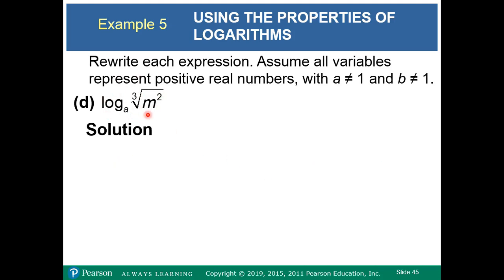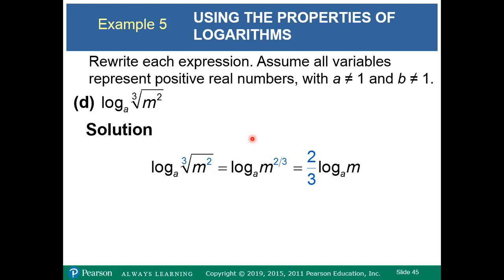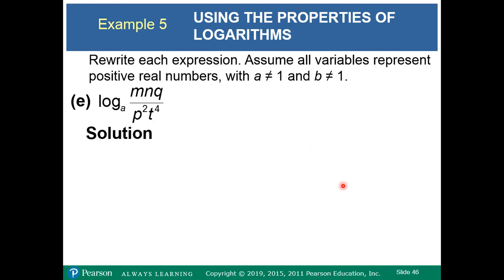And we can use a combination. So we have m to the 2nd power, and the cube root of that. And so we can write this as a power, which would be m to the 2/3 power. And so then we can rewrite this using the power property to be 2/3 log base a of m. And now we can take something that looks very complicated like this, put it all together, and write it in an expanded form. This would be a quotient, but then we have products here and products here, and with some exponents.